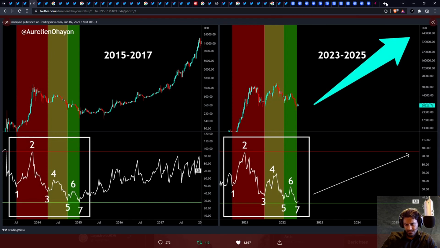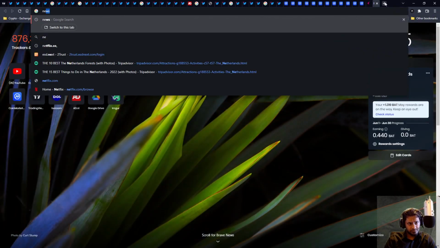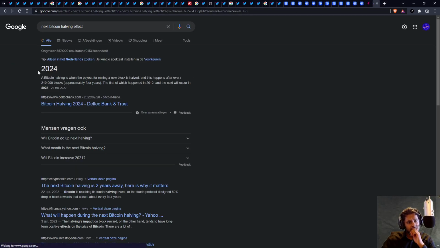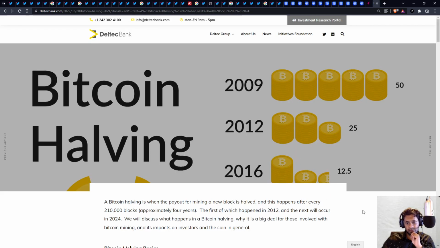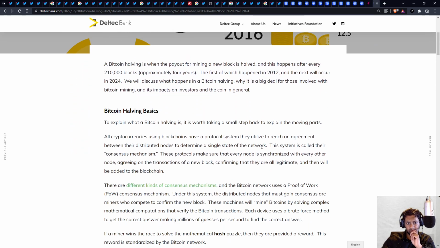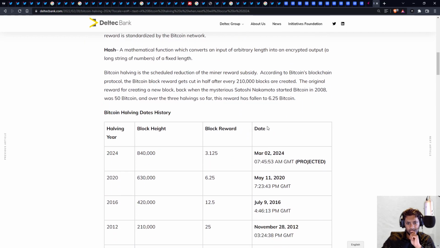Up to the next 2 years, that's when the next halving is going to take place as well. When is the next halving? Next Bitcoin halving effect. It's in 2024. Let's see if we can find an exact date. We don't. But it's going to happen in 2024. Okay, it's going to happen on March 2nd, 2024.